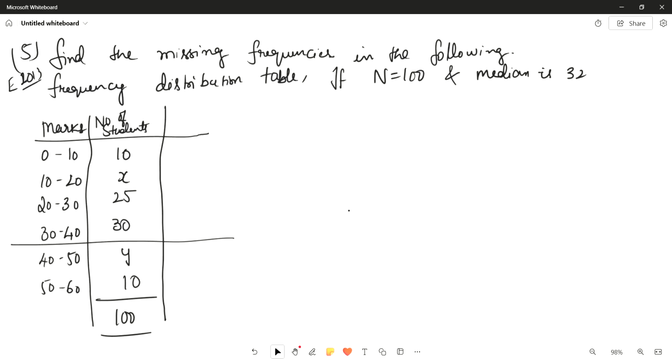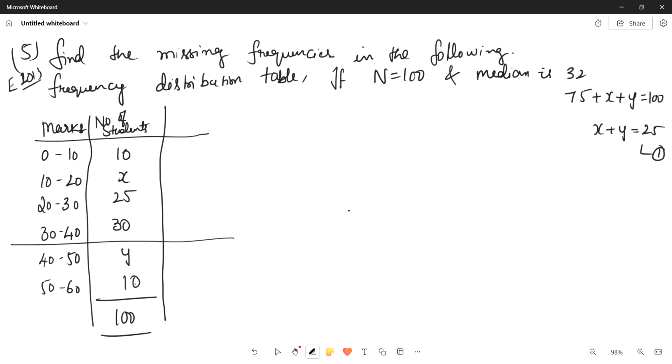So one equation how we can get, adding all the frequencies plus x plus y should be equal to 100. So how much you will get here? 30 plus 10, 40, 40 plus 10, 50, 60, 70, 75. So 75 plus x plus y is equal to 100. x plus y is equal to 25. The first equation.